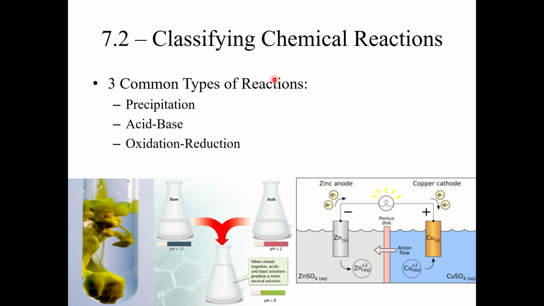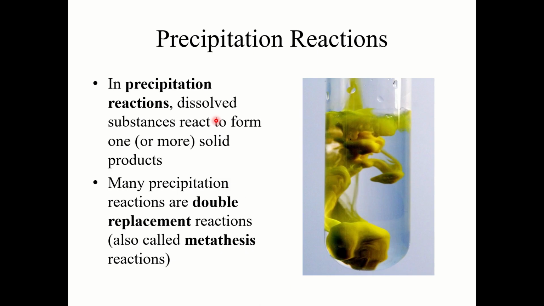Chapter 7.2, Classifying Chemical Reactions. Here we're going to talk about three different classes of reactions. First, we're going to talk about precipitation, then acid-base, and finally oxidation-reduction. So let's start with precipitation reactions.